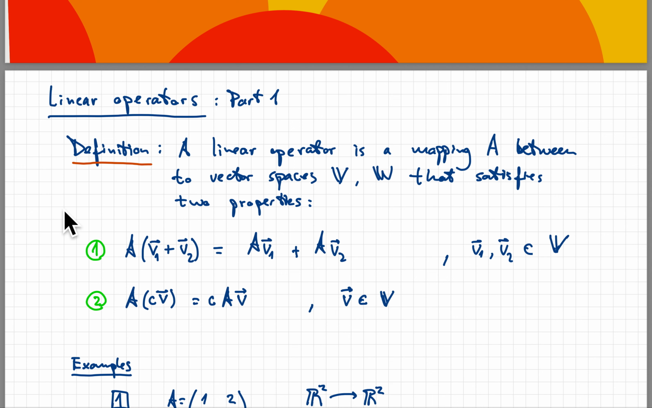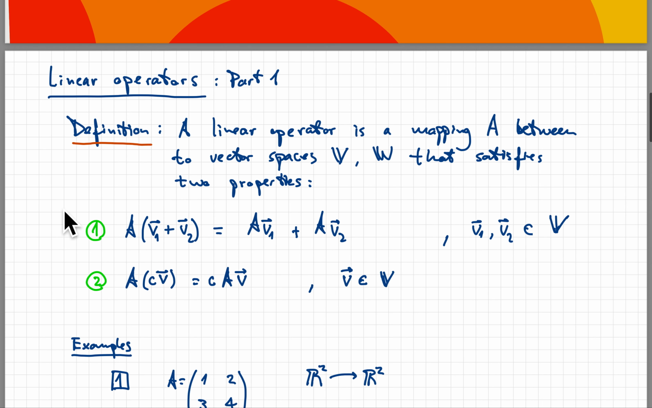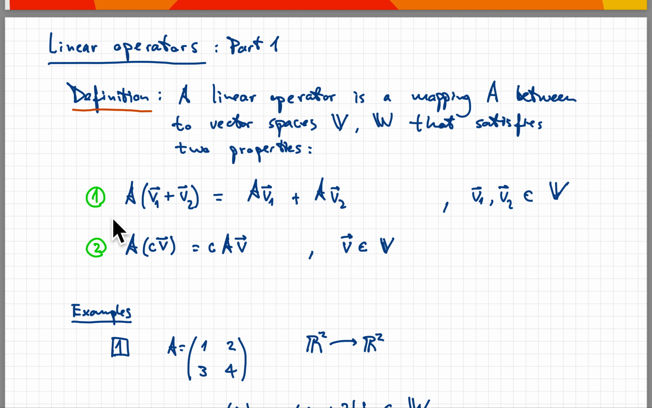And that mapping, to be called a linear operator, has to satisfy these two properties, which are of course linearity. If you apply the operator to the sum of two vectors, v1 and v2, in your vector space, then you have to get the sum of the results of applying A to v1 and A to v2. And if you apply your operator to a constant times a vector, then that constant goes right through the operator, and the result is the constant times the operator applied to your vector. In this case, the vector is just v. If you have these two properties, then you have a linear operator.